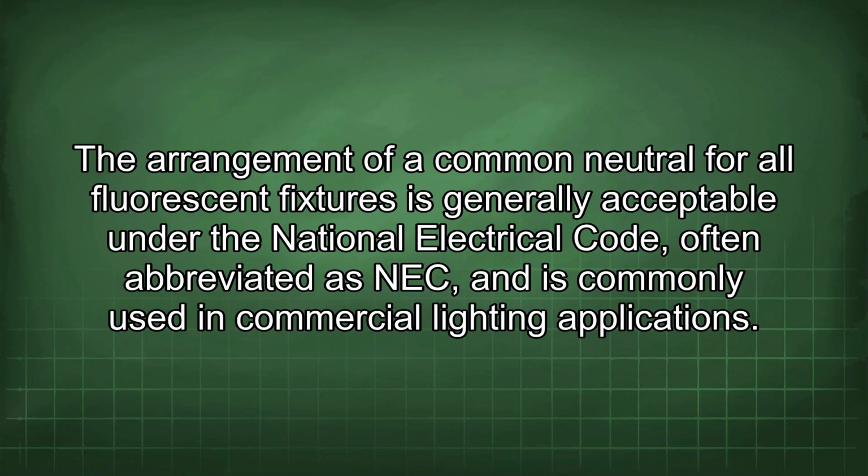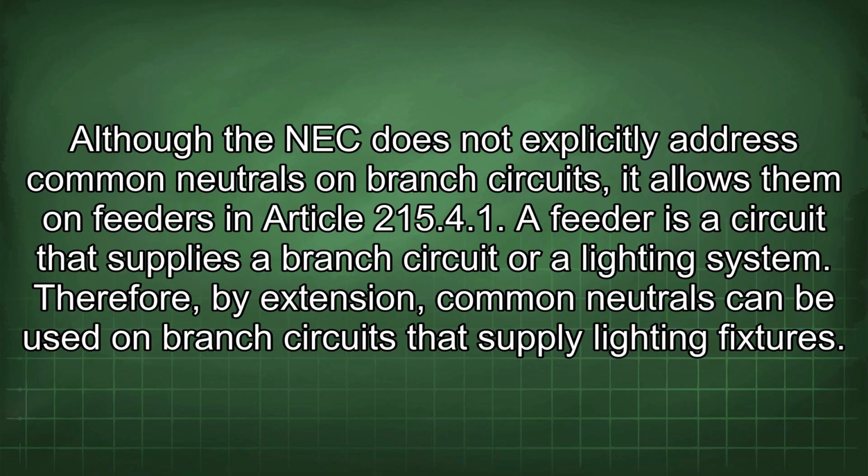The arrangement of a common neutral for all fluorescent fixtures is generally acceptable under the National Electrical Code, often abbreviated as NEC, and is commonly used in commercial lighting applications. Although the NEC does not explicitly address common neutrals on branch circuits, it allows them on feeders in Article 215.4.1. A feeder is a circuit that supplies a branch circuit or a lighting system. Therefore, by extension, common neutrals can be used on branch circuits that supply lighting fixtures.